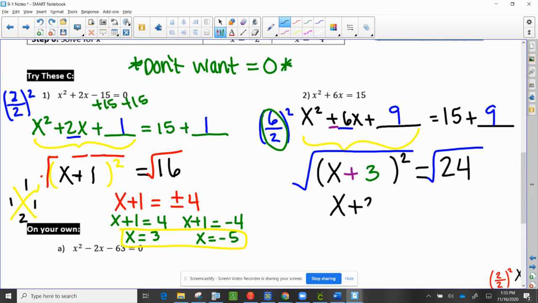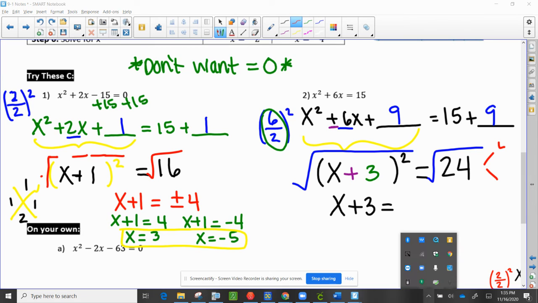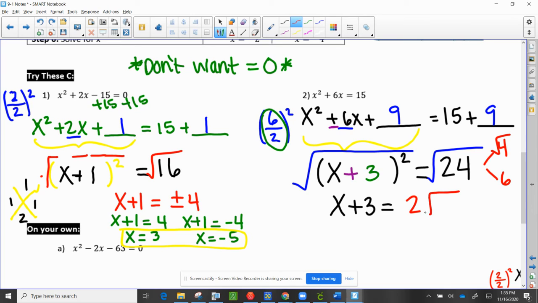Let me rewrite this. So a radical, we can break this radical down into two numbers. So factors of 24 could be 4 and 6. Since 4 is a perfect square, we could square root that. So we'd get a 2 on the outside, root 6 stuck in the inside. So we can't forget our plus or minus, which I almost did.